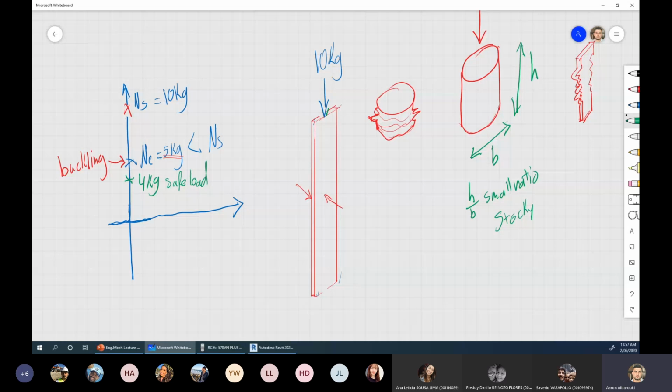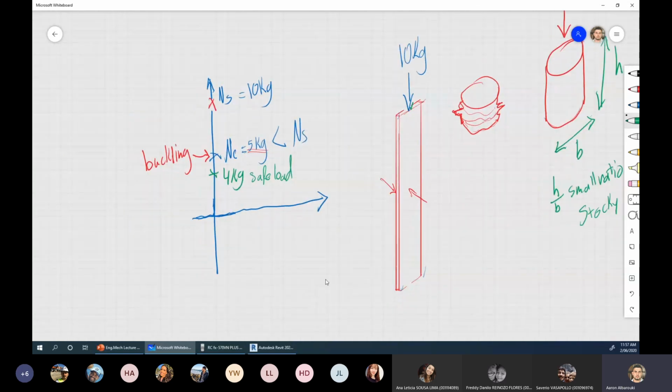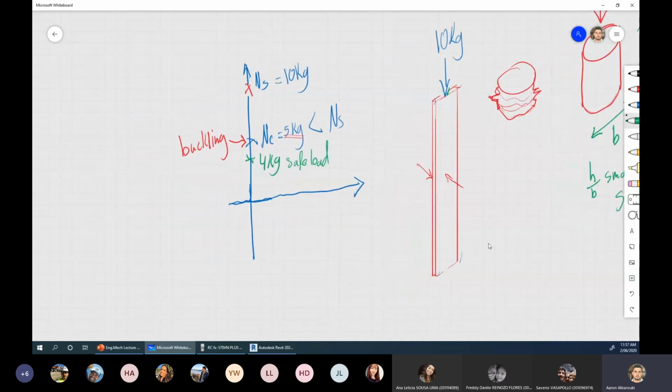Does it make sense, guys, the concept? And please, it's time for questions, for discussion. What do you think of this concept?